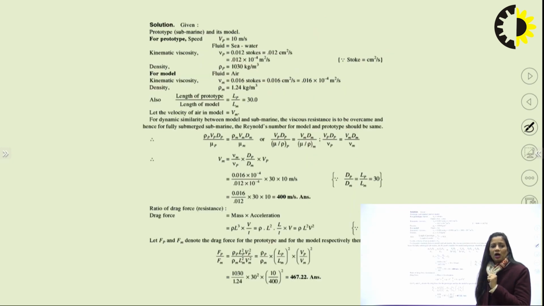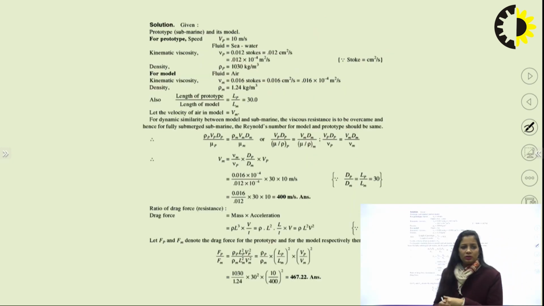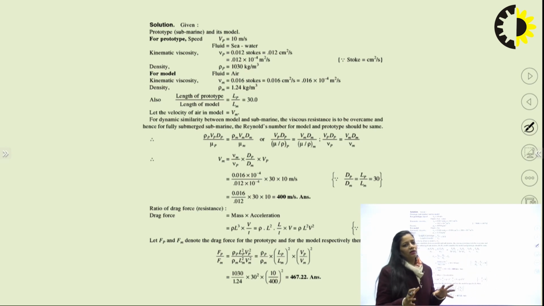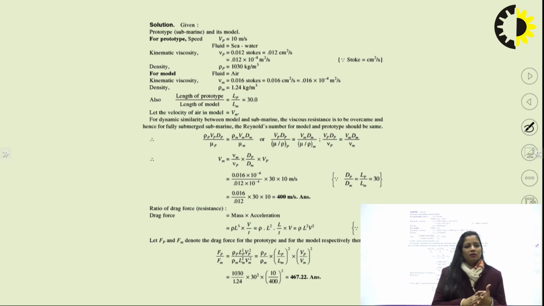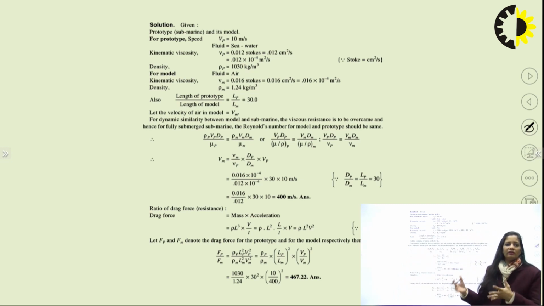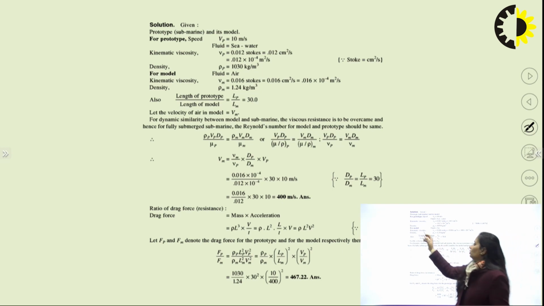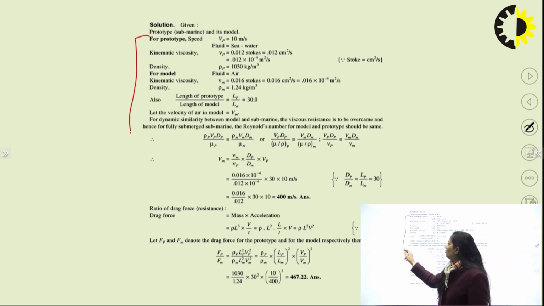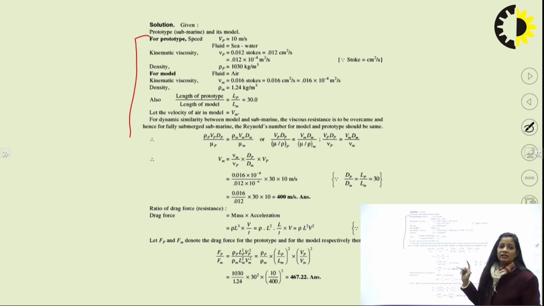Okay, so how we are going to see what are the situations. See, this is a question of submarine and its model, which is actually tested in a wind tunnel. Okay, so how we are going to calculate it, just take step by step. See the prototype, or you can say the submarine, and its model. So what is given for prototype? The speed was given, 10 meter per second.